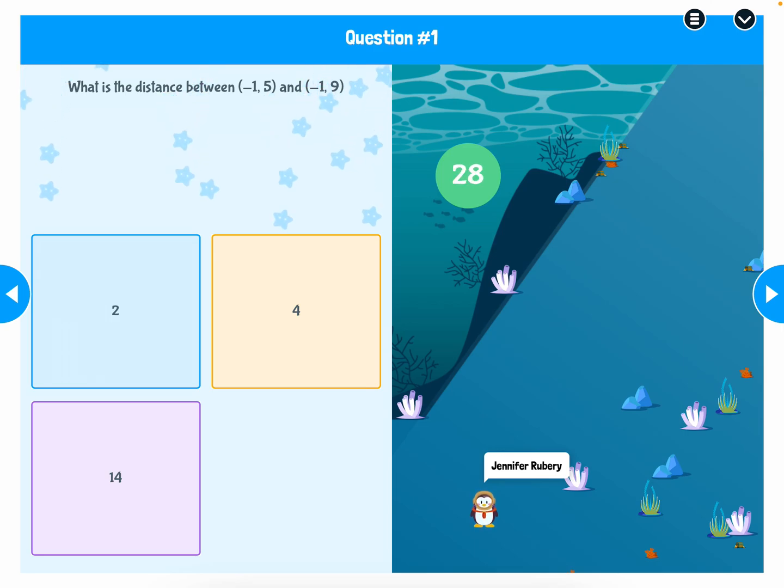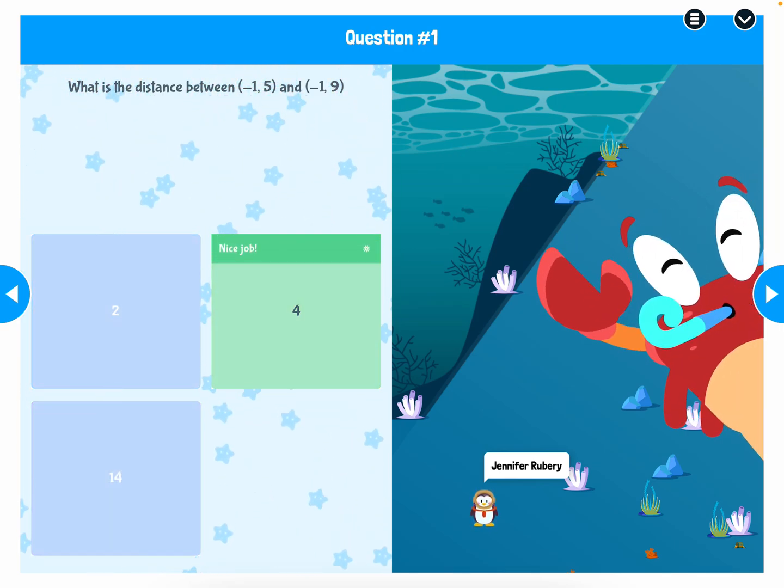All right, what is the distance between a negative 1, 5, and a negative 1, 9? In this case, the X values match, the negative 1s. So I'm going to find the distance between the 5 and the 9. They're both positive, so I'm going to subtract. 9 minus 5 would be 4.